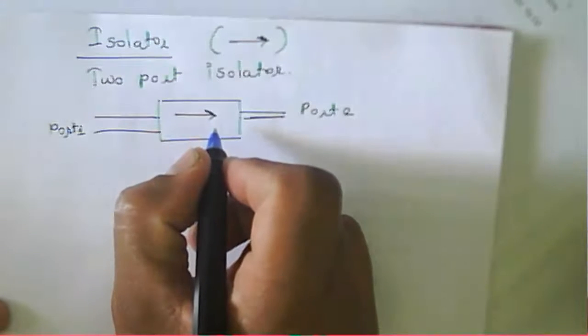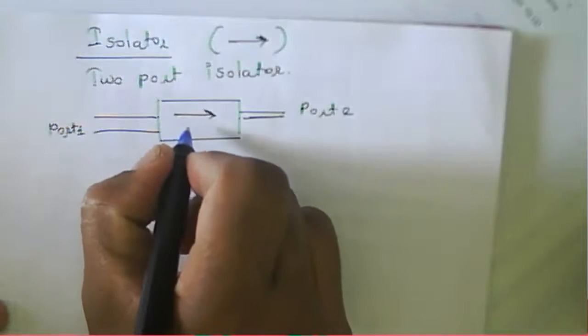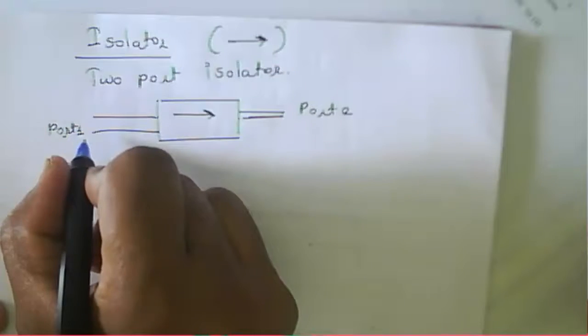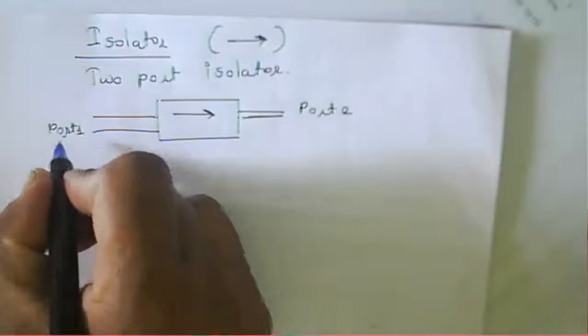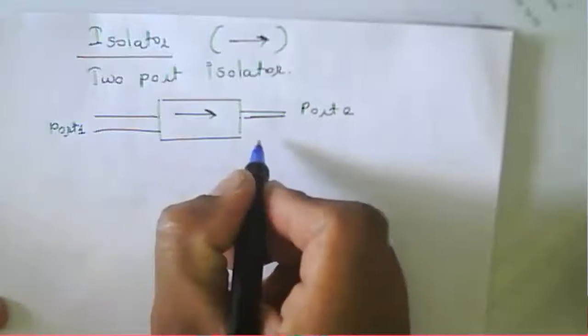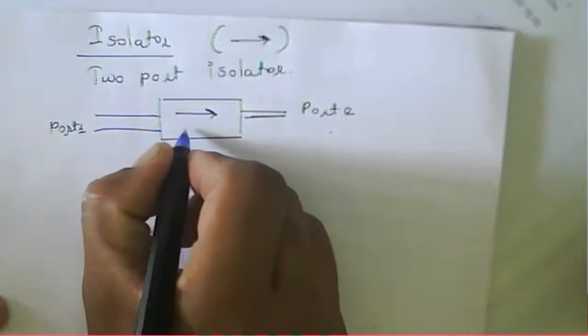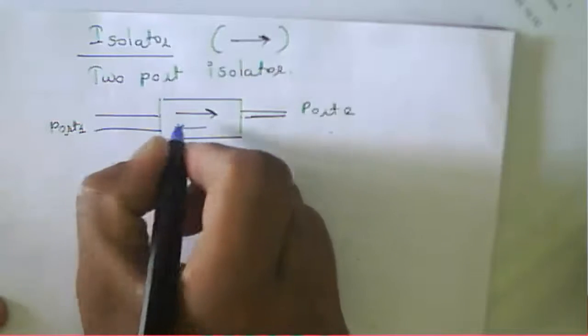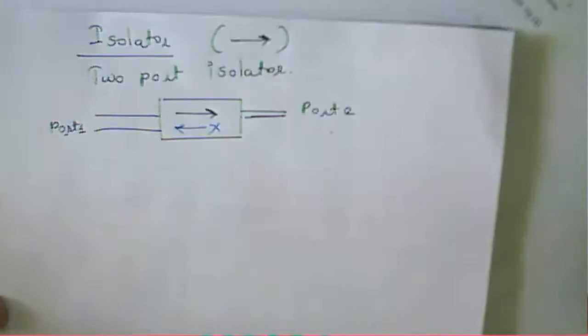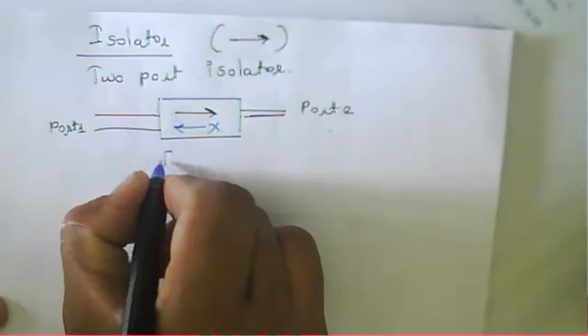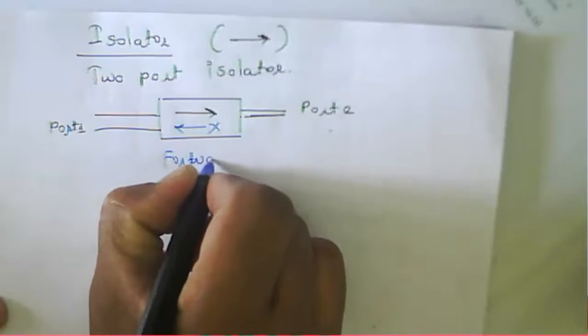Okay. So now in an isolator, what happened in the isolator? Your signal is propagating only in a forward direction. Since it is a two-port device, if we provide the input to port one, the output is available at port two. But if we provide the input to port two, the output will not be available at port one.